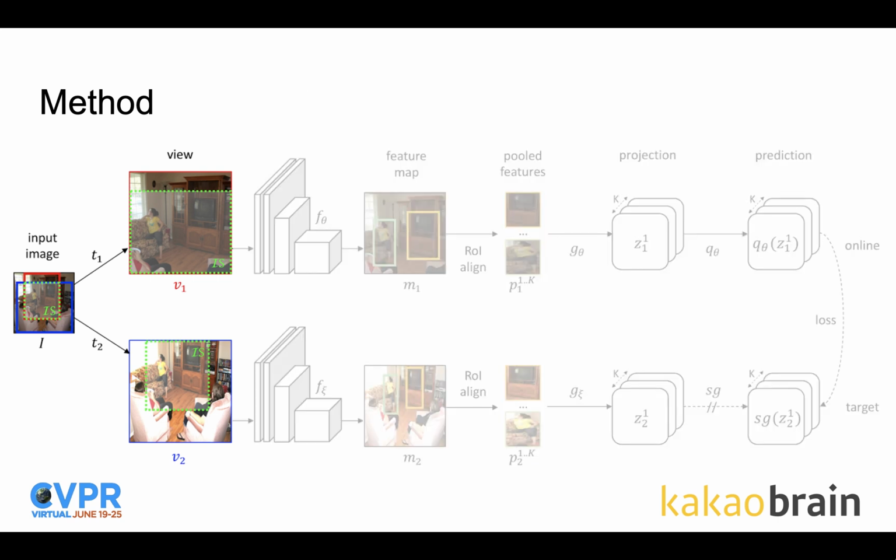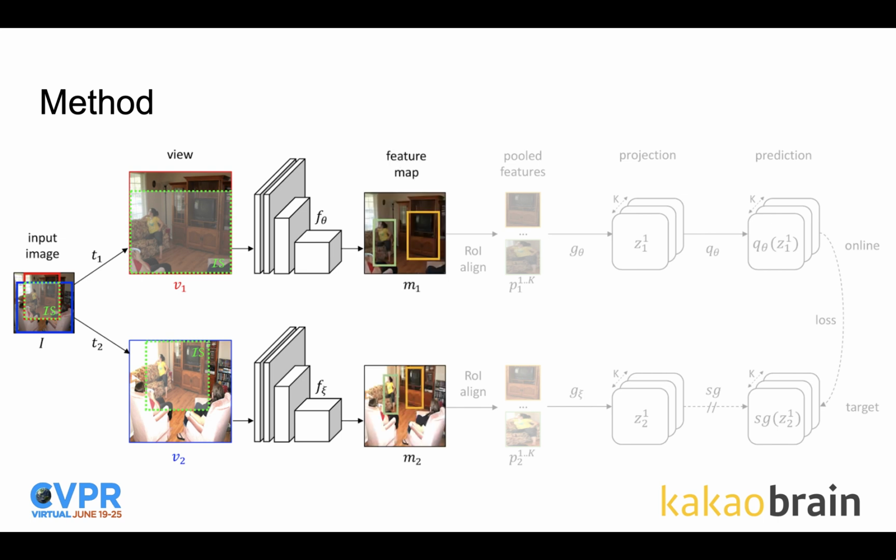First, we generate two random augmented views from the input image. Then, feed them into each Siamese network. The target network at the bottom is a moving average version of the online network at the top. And this is where we impose spatial consistency. Instead of pooling the entire feature, we sample pairs of consistent boxes from both views and pool them individually with respect to each region of interest.